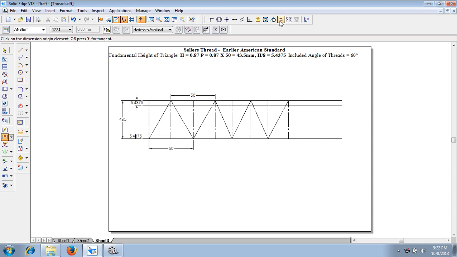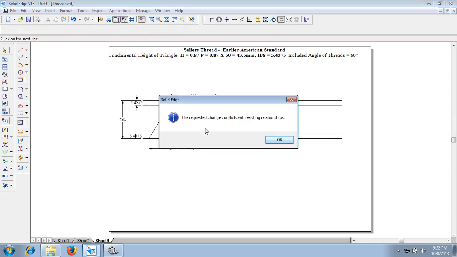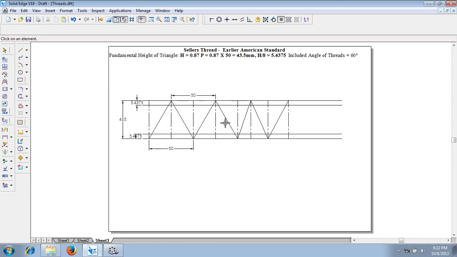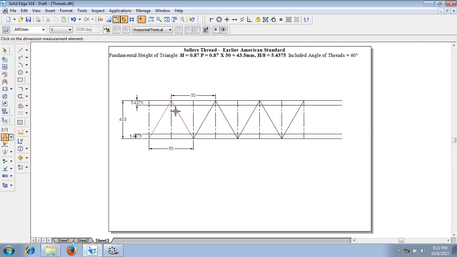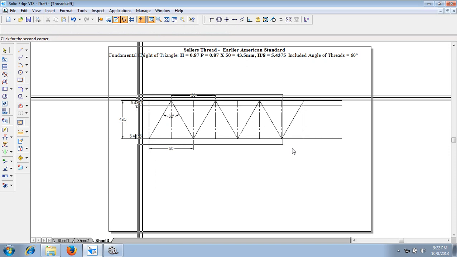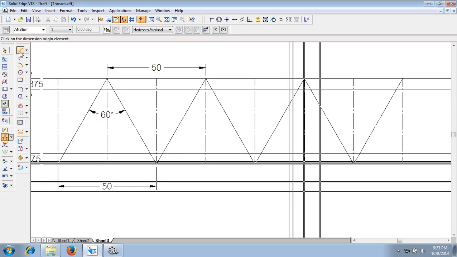Now using a command called equals, this length will be equal to this one, this length will be equal to this one, and this length will be equal to this one. Now you can see all are going to be divided equally. Now using the angle between command, let us show the angle as 60 degrees. After its completion, we have to draw the actual threads.